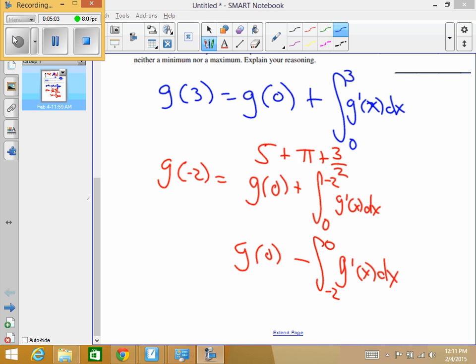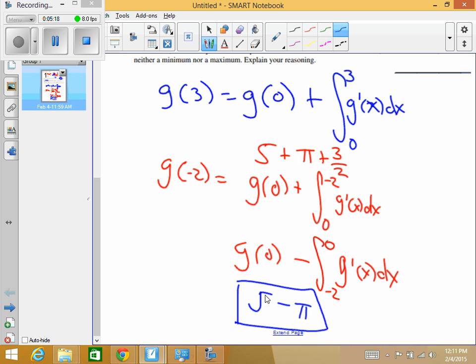Just like in the previous problem, G of 0 we know is 5. It was our initial condition. Minus the net change from -2 to 0 of G prime x, which is pi. You're done. 5 minus pi. That's it for part A.